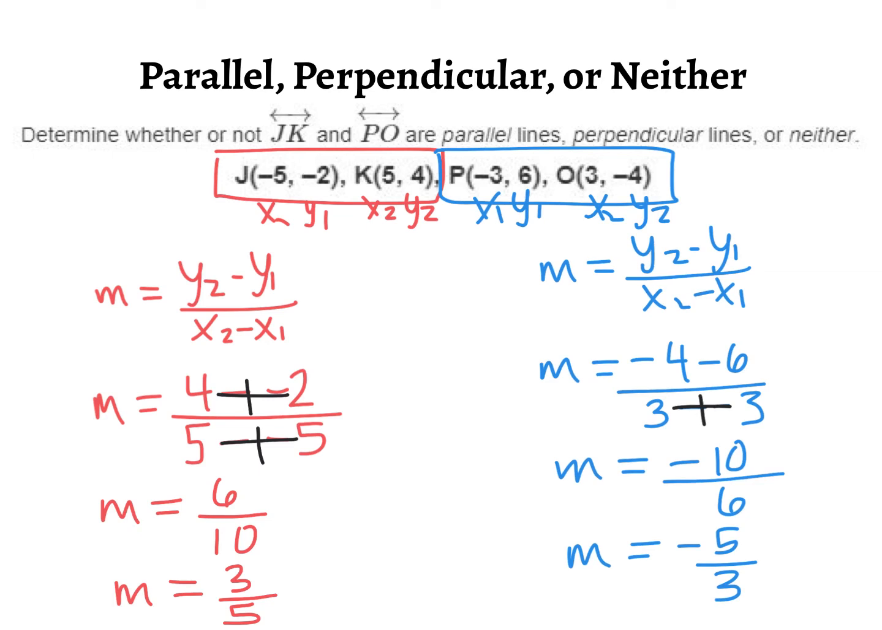Now it comes down to comparing these slopes. Notice how the slope, the 3 over 5, gets flipped to 5 over 3. And then it goes from being positive to negative. That is the rule of perpendicular lines. So what do we know about these two lines? They are perpendicular to each other.